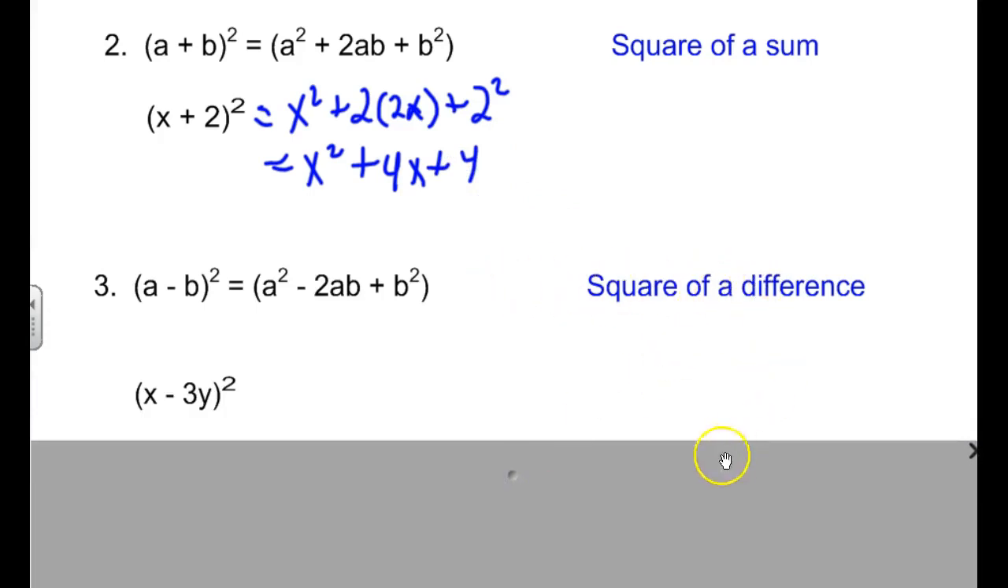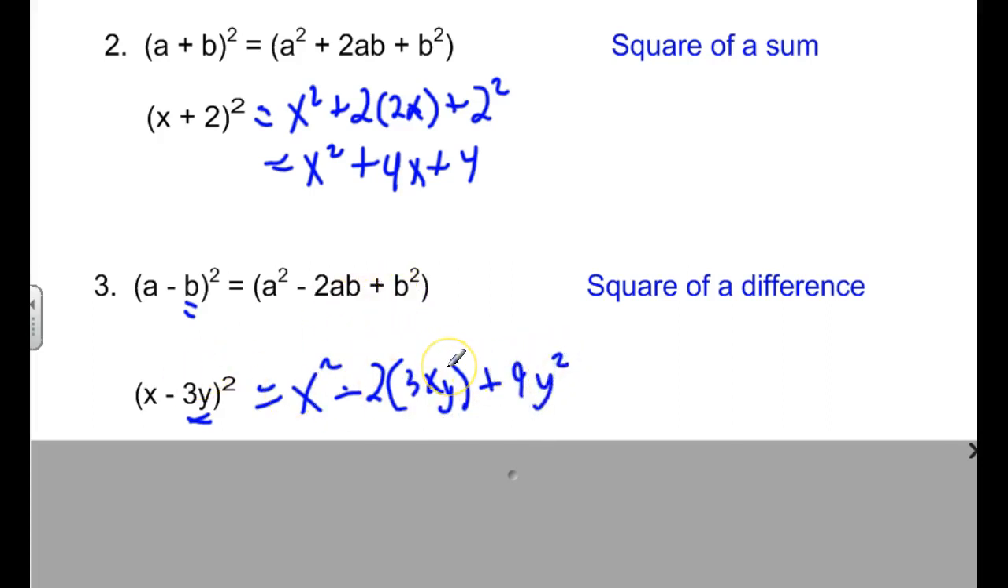Here's another shortcut, square of a difference. So in this case it would be x squared minus 2 times A times B. B is just 3y here. B is not negative 3y. Be careful on that. So 2 times A times B would be 3xy, plus B squared, which would be 9y squared. This goes together to make minus 6xy.